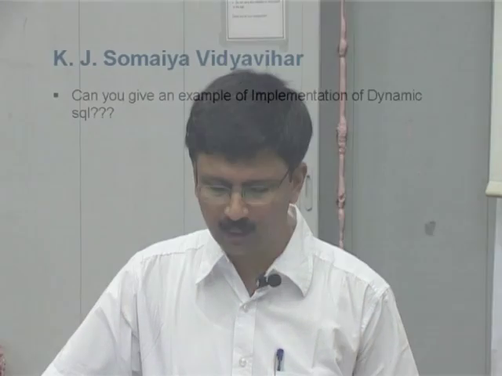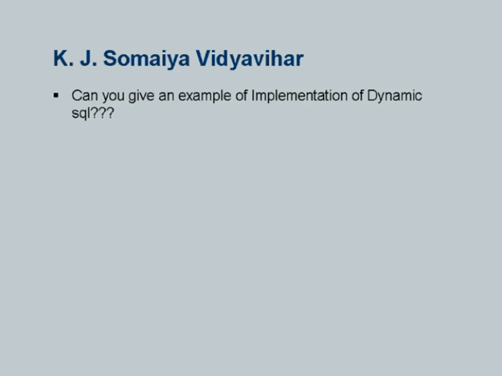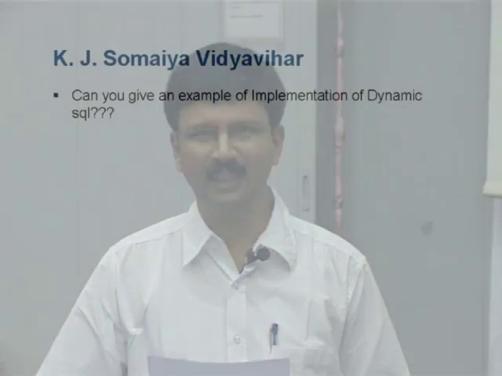Then finally, can you give an example of implementation of dynamic SQL? JDBC is an example of dynamic SQL. So we have just discussed this in great detail. The question is, what is dynamic SQL? JDBC is an example where you're basically creating strings and passing them to the database, as opposed to the SQL query being part of the programming language and being compiled by the compiler. So that is slightly different. So what is used in practice today almost always is JDBC, ODBC, which are dynamic SQL.